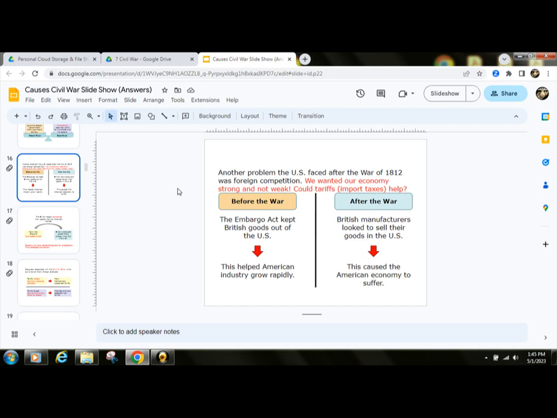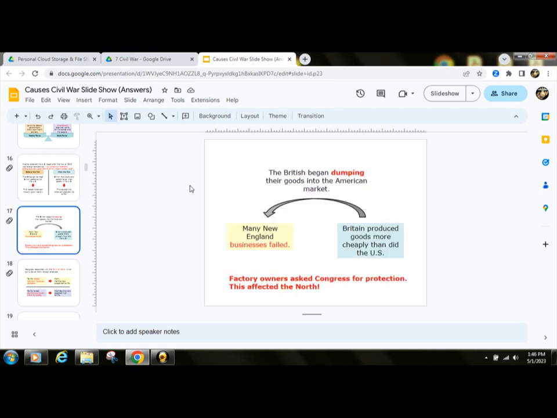That was to punish Britain for impressing our sailors. Well, this helped American industry grow rapidly. After the war, Britain wanted to sell their goods in the U.S., and this caused our economy to suffer, because we didn't have an embargo against Britain after the war. So Britain began dumping their goods into the American market.